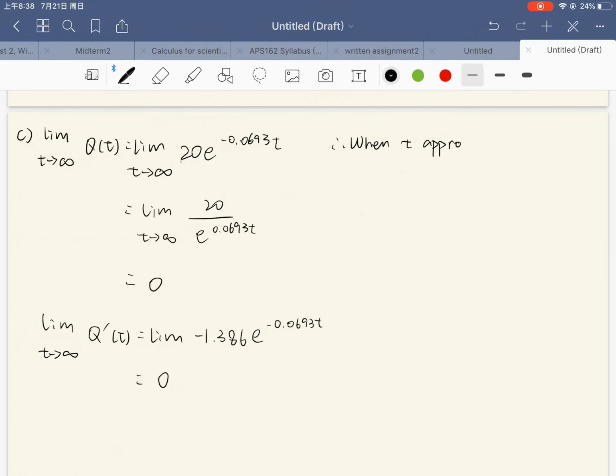To sum up, when t approaches positive infinity, none of the drug would remain in the bloodstream, and the rate at which the body excretes the drug goes to 0 over time. Here we have solved all 3 problems step by step.